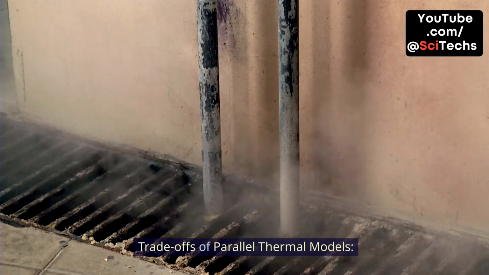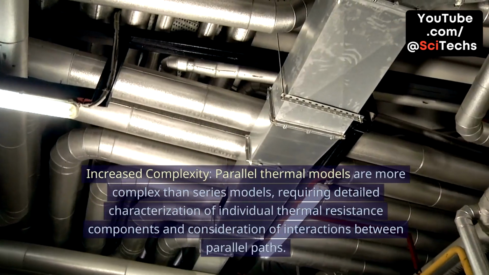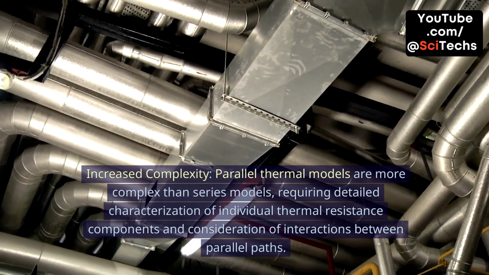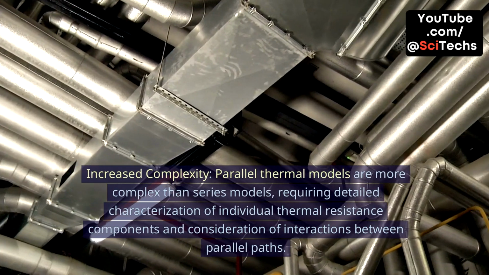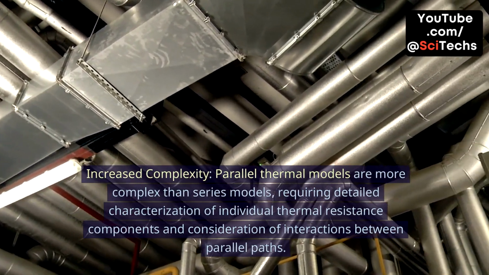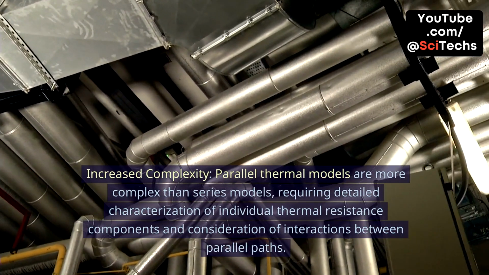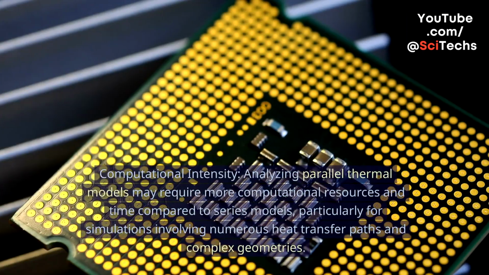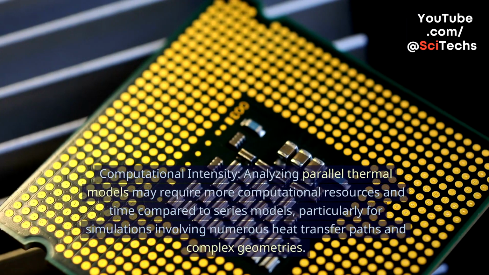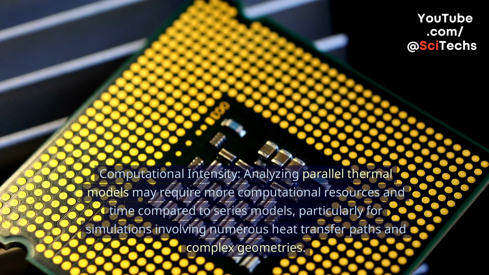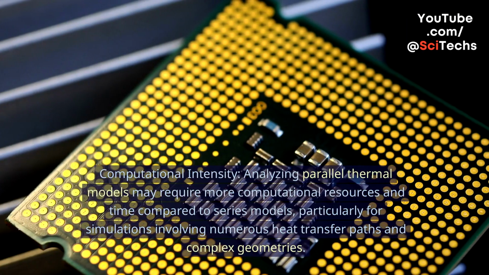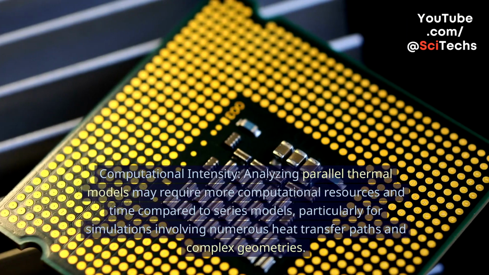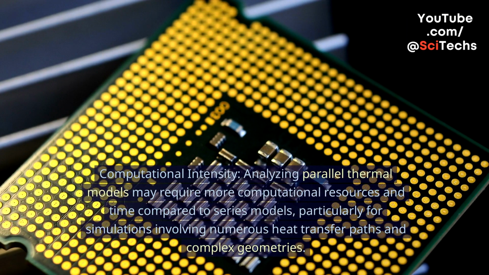Trade-offs of parallel thermal models. Increased complexity. Parallel thermal models are more complex than series models, requiring detailed characterization of individual thermal resistance components and consideration of interactions between parallel paths. Computational intensity. Analyzing parallel thermal models may require more computational resources and time compared to series models, particularly for simulations involving numerous heat transfer paths and complex geometries.